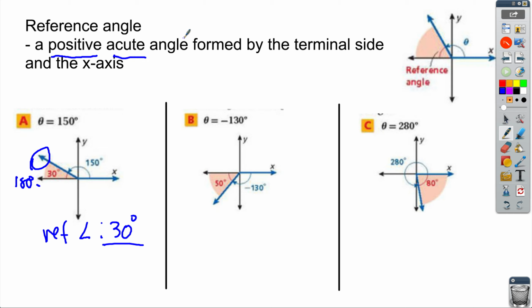All right, let's take a look at the second example. I have a negative measurement, negative 130. You know you're going the clockwise direction, going this way, where the terminal side ends here.